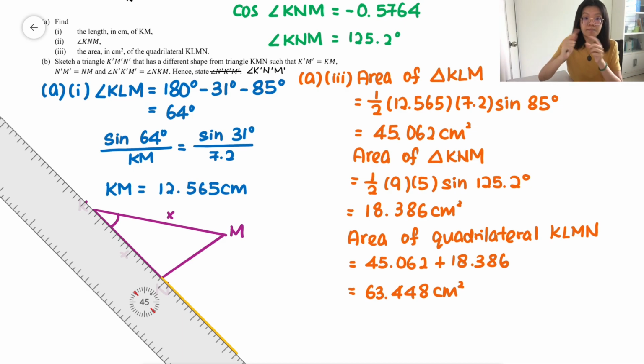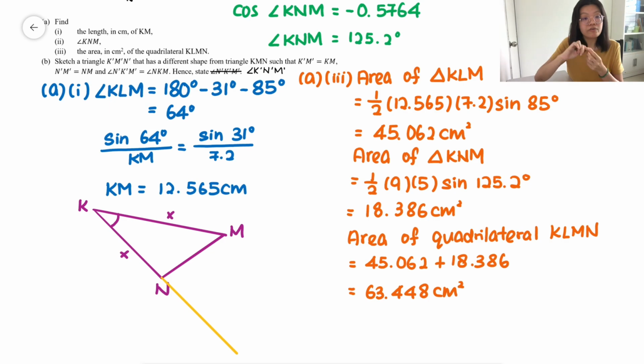Then you need your compass. The one with pencil, you put it on point N. And the one with the needle, you put it on point M, and then you open it. The length should be the length of MN. The one with needle, you put it on top of point M. The one with pencil, you put it on top of point N.